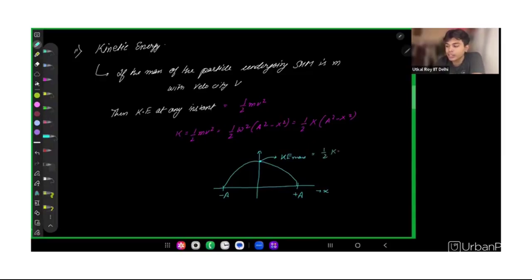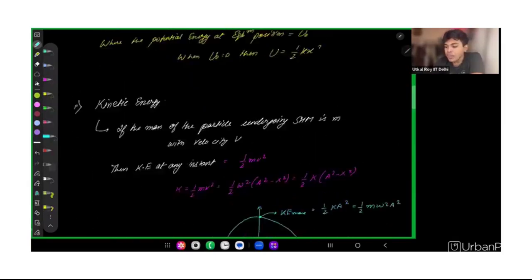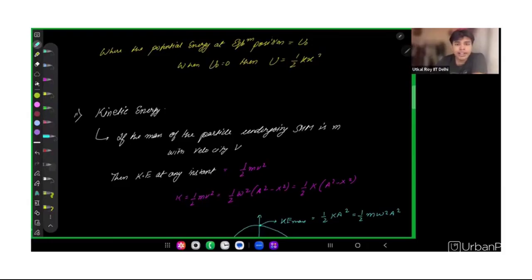Half k A squared, right? What is k? k is m omega squared. So it is half m omega squared A squared. These are the basic formulas, which are very easy to derive. If we also take the time into consideration and go ahead in this topic, we can derive this formula easily. So this is the formula of kinetic energy of SHM.